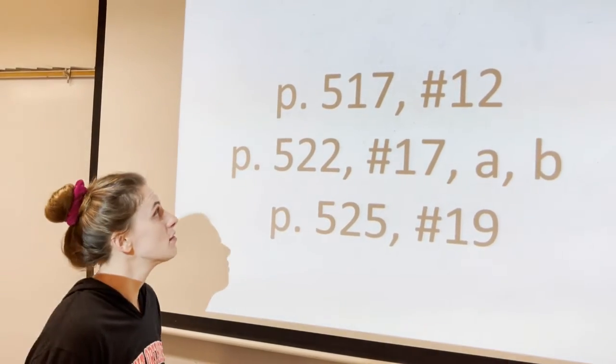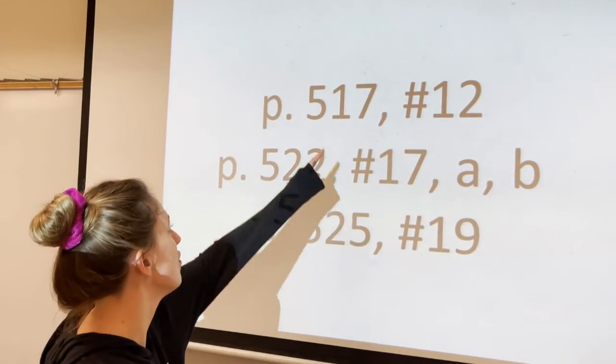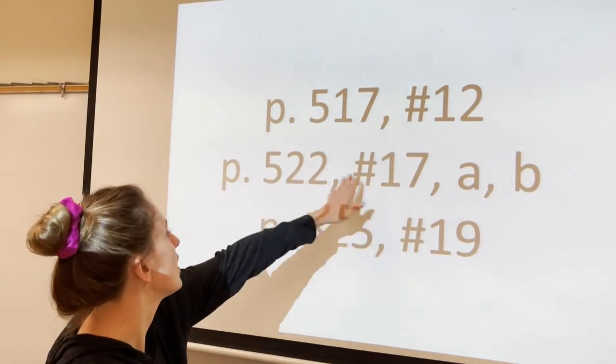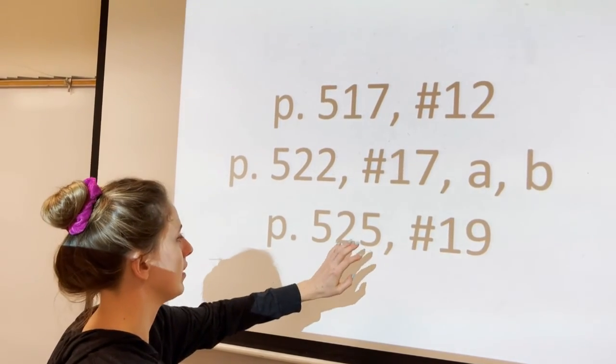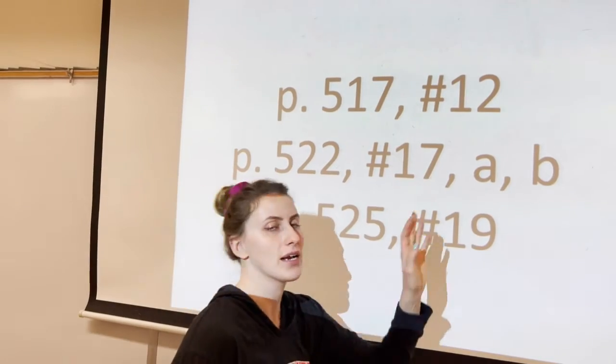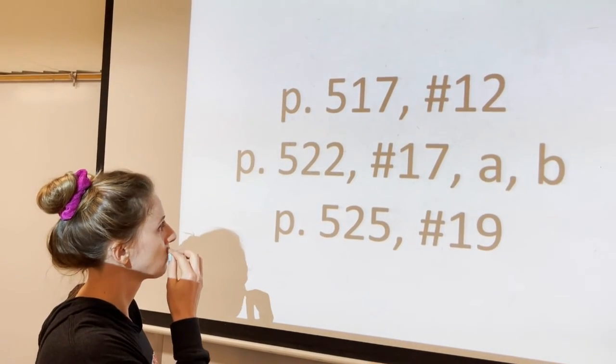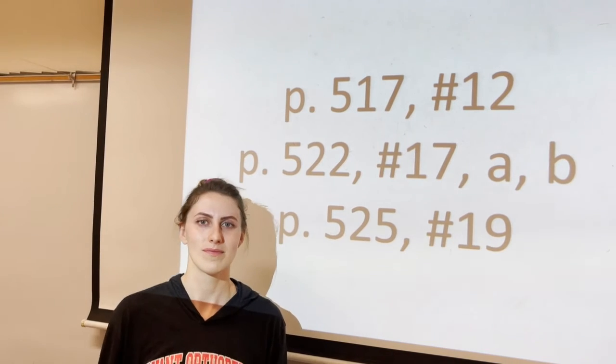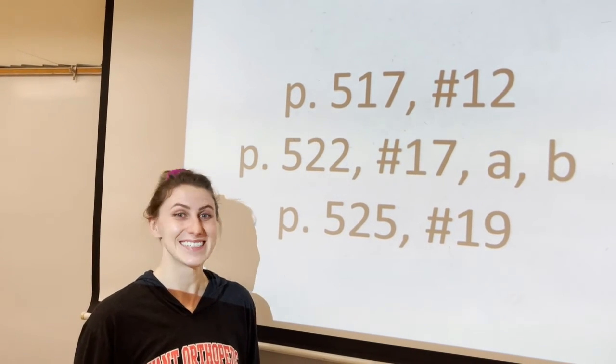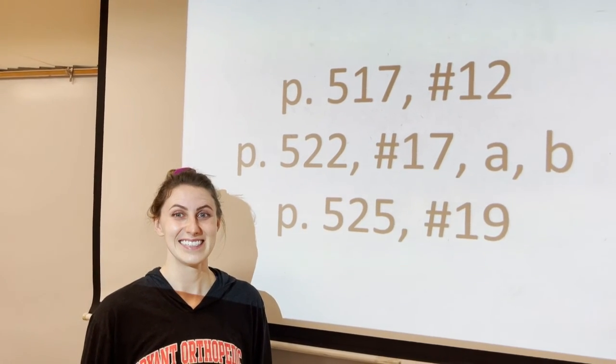So lastly, for review, you are going to do number 12 on page 517, 17A and B on page 522, and then on page 525, number 19. You should be able to do these at this point. This is the kind of stuff that's going to be on the quiz. And if you can't do it now, you have to figure out why not and how you can fix that.